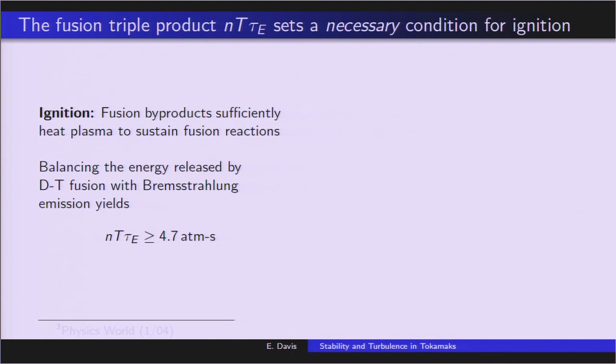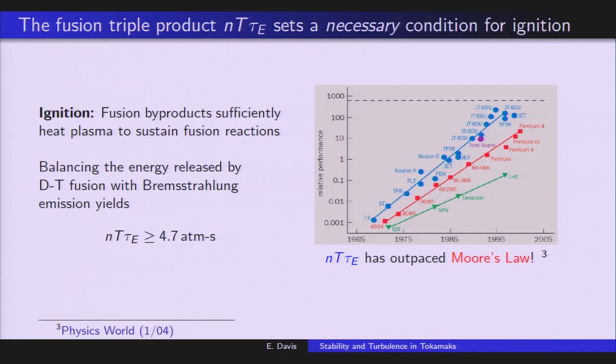Where we get pressures in our devices today on the order of an atmosphere, the energy confinement time isn't of that second length that we need. It's more on the order of tens to hundreds of milliseconds.